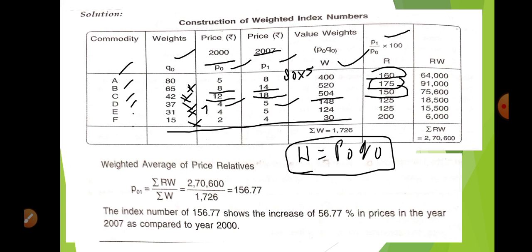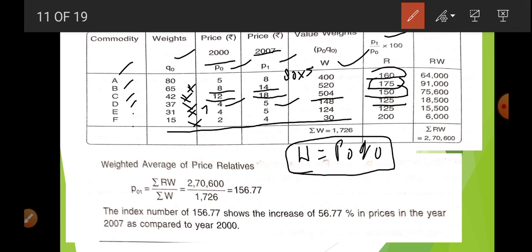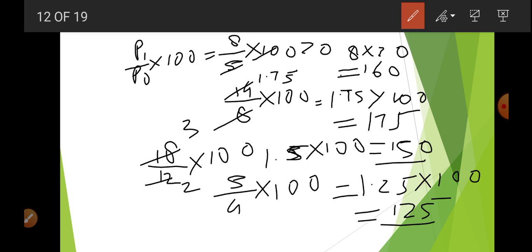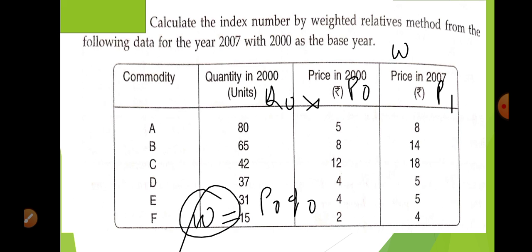So next PR is what? 125, and again there is the same number. P1 is 5, P0 is 4. So this is why it is 125. Now price is 4 and 2. So for this, P1 is 4 and P0 is 2 multiplied by 100. So 2 2s are 4, that is 200. So this is the PR for the next.